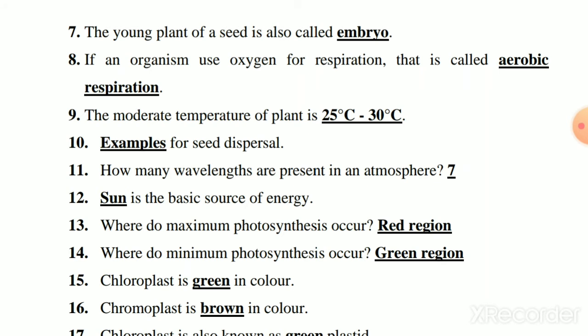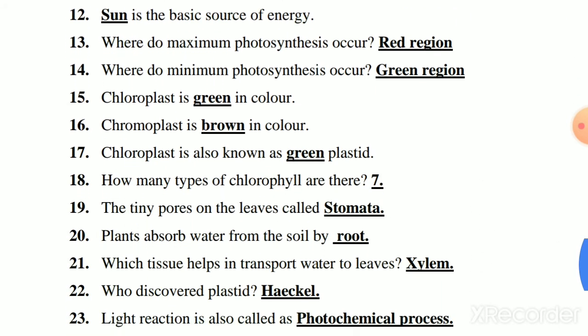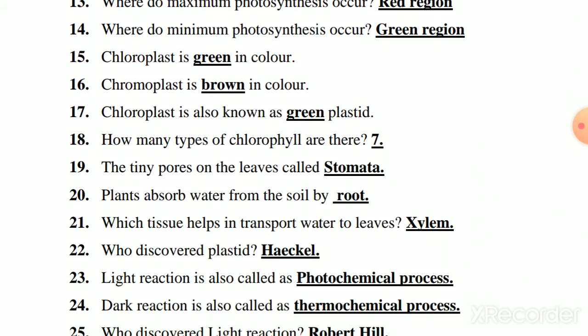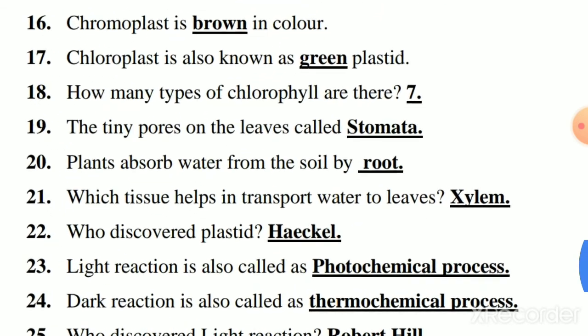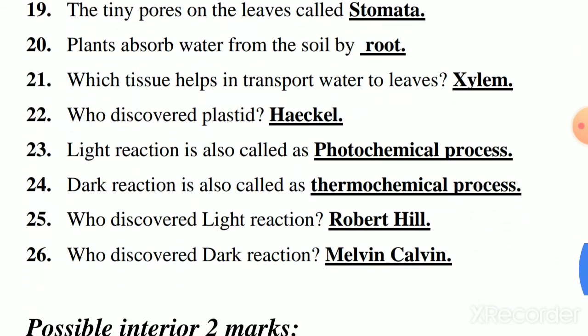Where does maximum photosynthesis occur? Red region. Where does minimum photosynthesis occur? Green region. Chloroplast is green in color. Chromoplast is brown in color. Chloroplast is also known as green plastid. How many types of chlorophyll are there? 6. The tiny pores on the leaves are called stomata. Plants absorb water from the soil by roots. That process is called osmosis. Which tissue helps in transporting water to leaves? Xylem. Who discovered plastid? Haeckel.